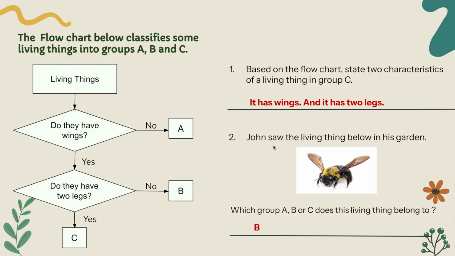Next question is, John saw the living thing below in the garden. Which group A, B or C does this living thing belong to? Yes, group B. Because the living thing in group B has wings but doesn't have two legs.